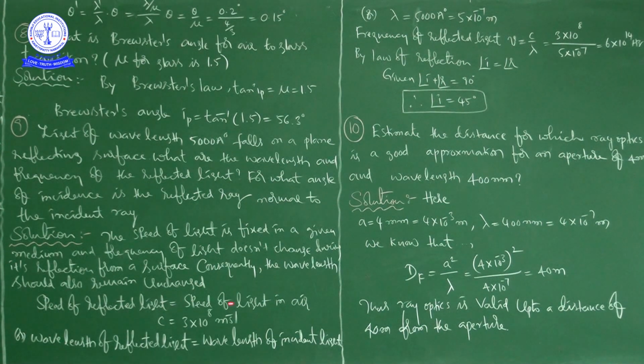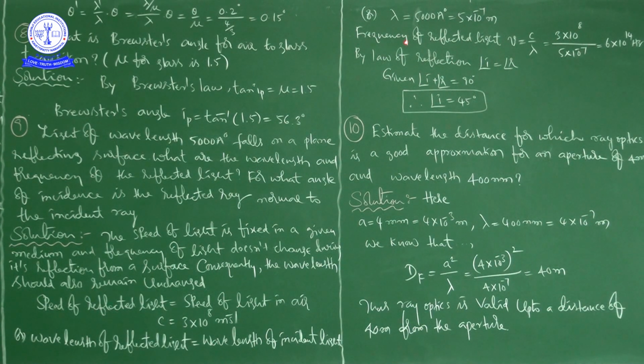Nu will get cancelled because frequency remains constant, frequency doesn't change, right? So here the wavelength of reflected light is equal to the wavelength of incident light. When this is correct, you can write this one also.